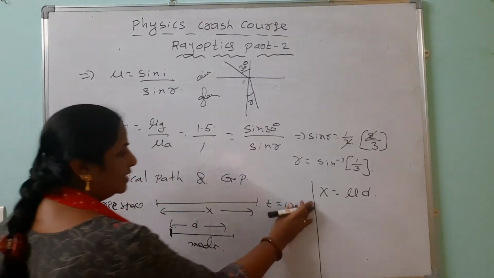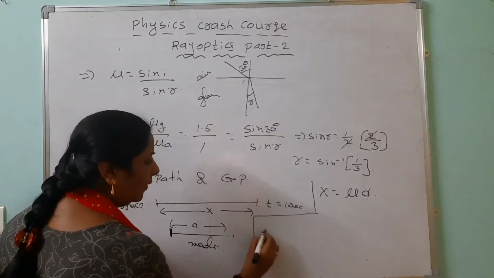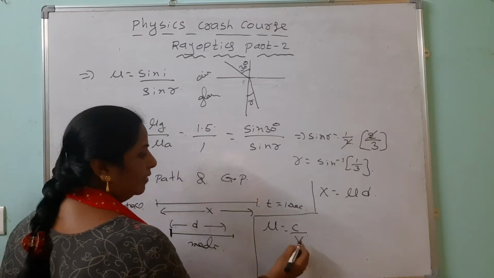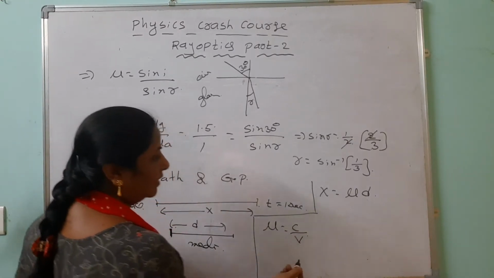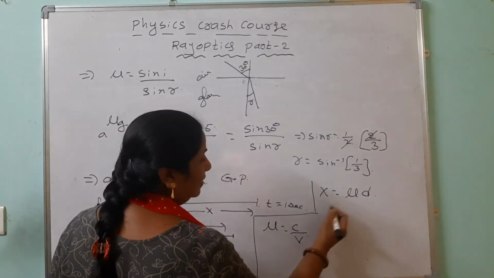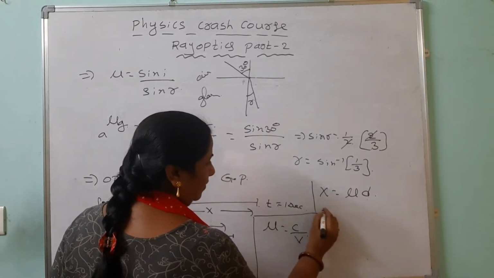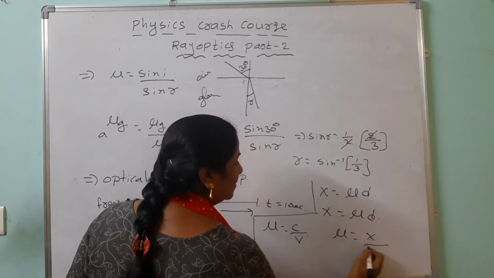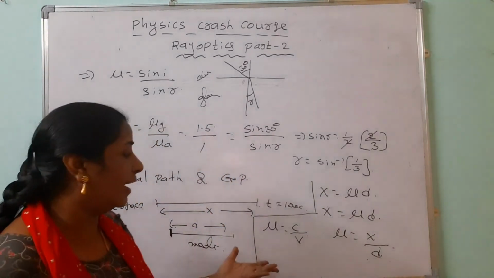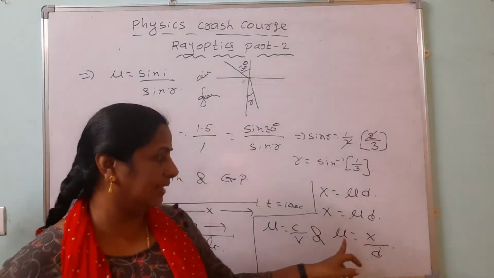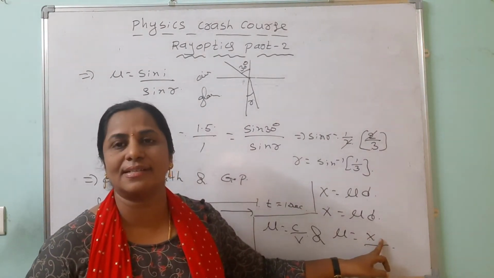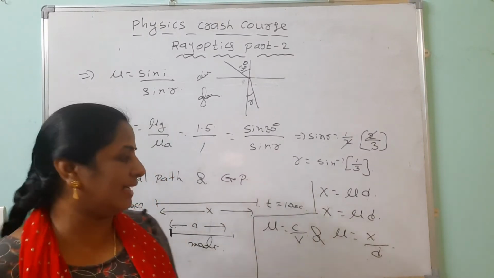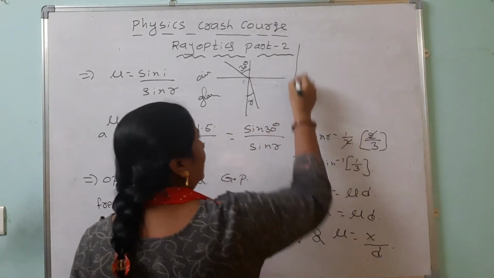How are you getting this? You already know the formula for refractive index: velocity of light in space divided by velocity of light in medium. Here x equals mu times d, so mu equals x by d. So not only in terms of velocity, we can calculate the refractive index in terms of distance also: distance travelled by the light ray in free space divided by distance travelled by the wave in the medium. That is called the refractive index.